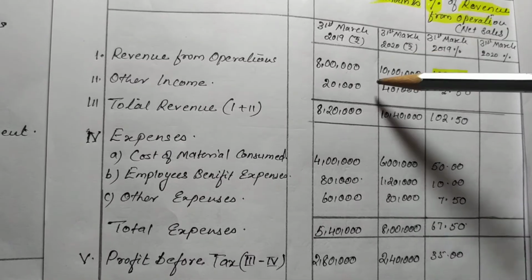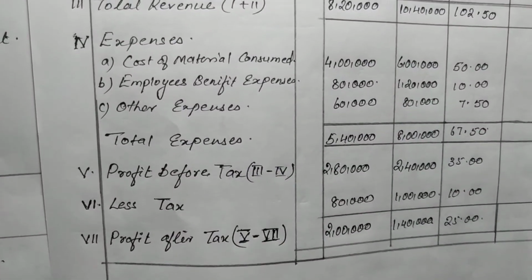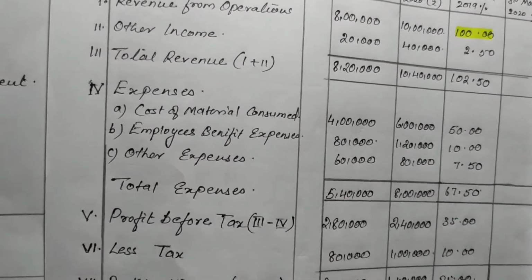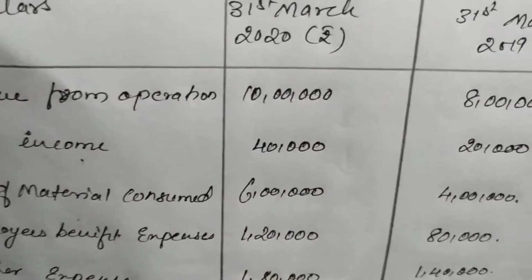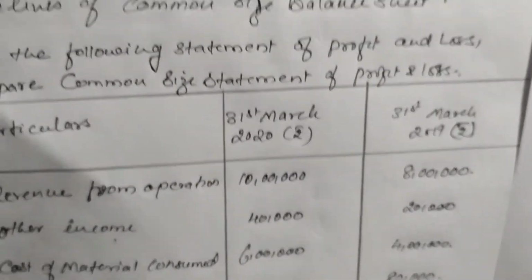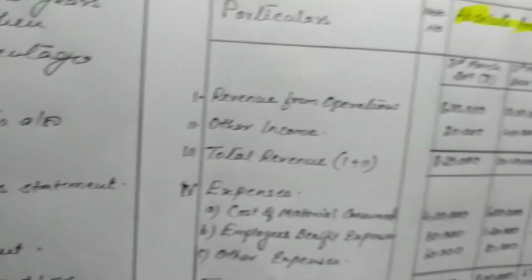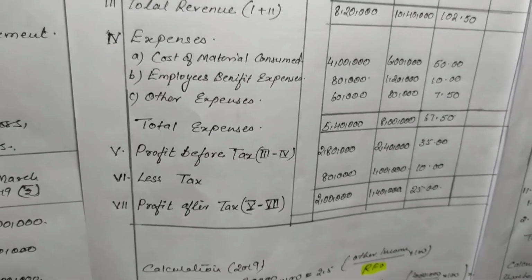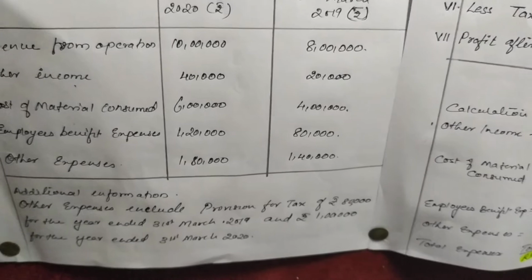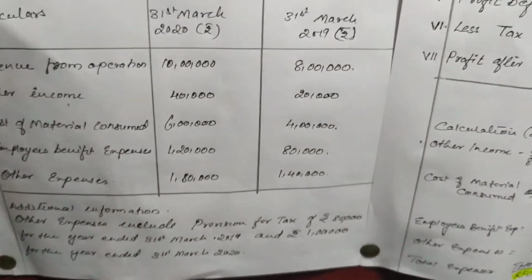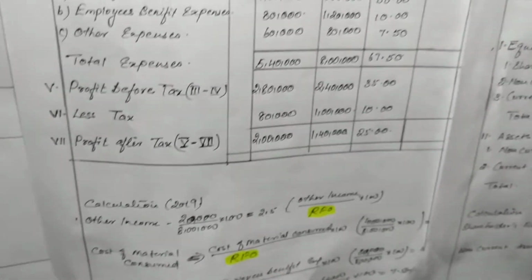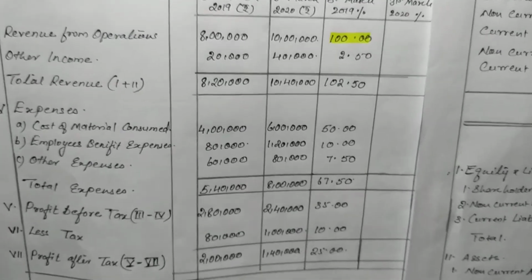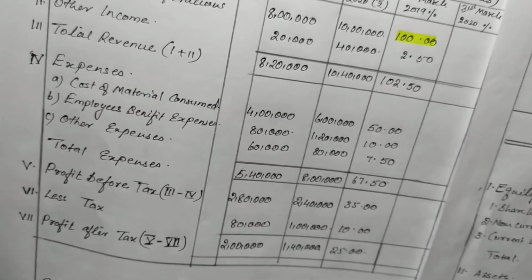We had written 8 lakh, then other income of the previous year is 20,000, given in the question also. We had also written here 20,000. Then cost of material consumed, employee benefit expenses and other expenses, the same we had written. So as it is, you have to write the amount. That is the absolute amount. In the absolute amount column you have to fill it first. So we had written the other expenses.